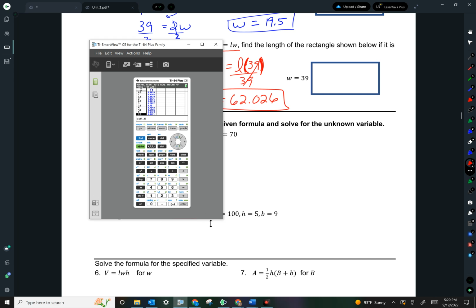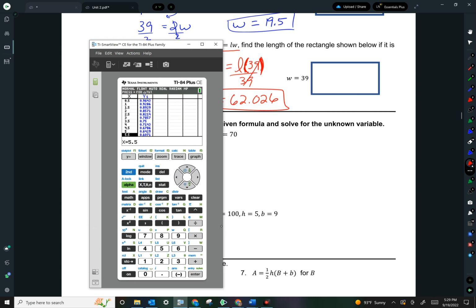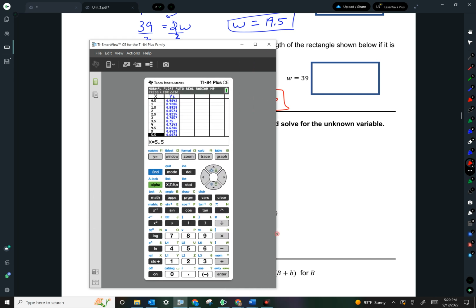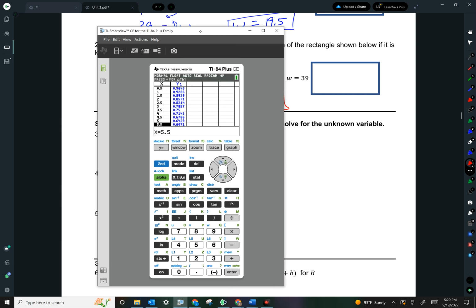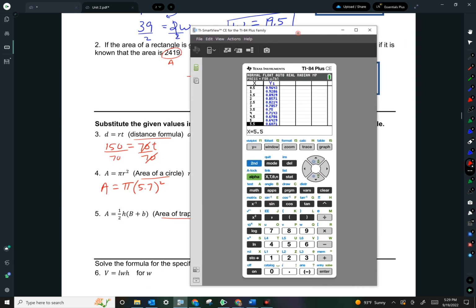So I'm going to type in pi and then times 5.7 squared. Let me move this over here a little bit. Okay, so I'm going to go to my home screen here. So I'm going to type in pi. If you'll notice the little blue pi right above that little caret, that means it's a second and then the little caret. So that's my pi.